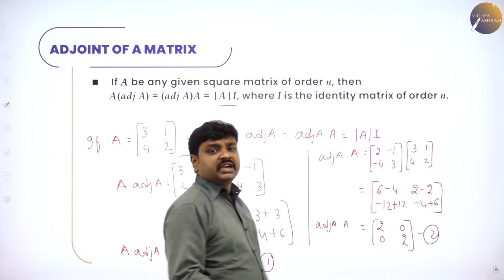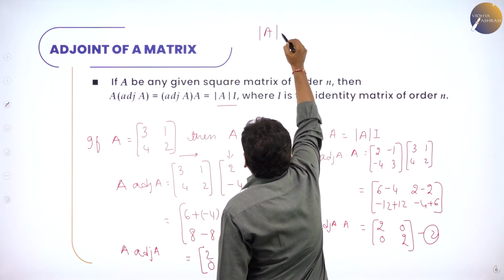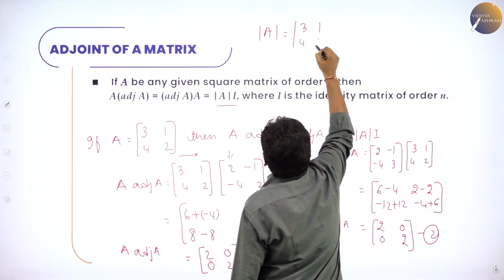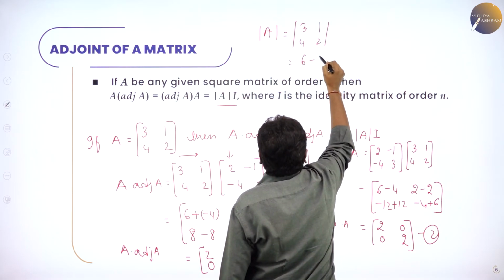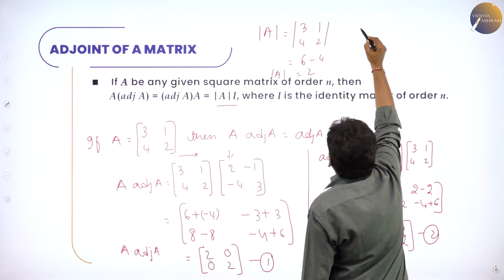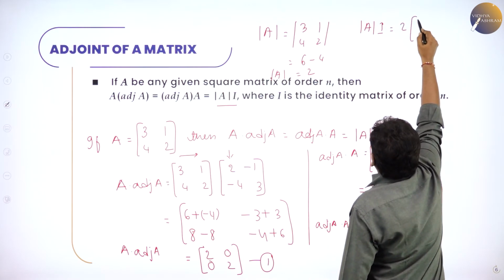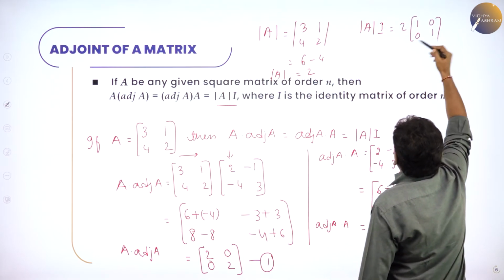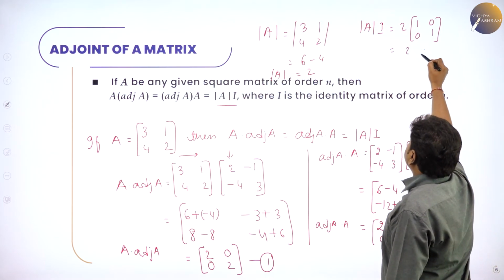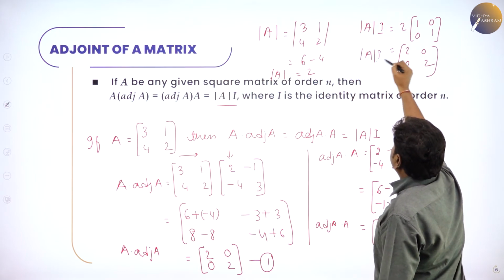Then you find determinant A into I. So what is determinant A? Determinant of [3, 1; 4, 2] will give you 6 minus 4, that is 2. So determinant A is 2. Now find determinant A into I, that is 2 into [1, 0; 0, 1]. All of you know I means what? Identity matrix of 2 cross 2 here. That will become [2, 0; 0, 2]. I call this equation 3.